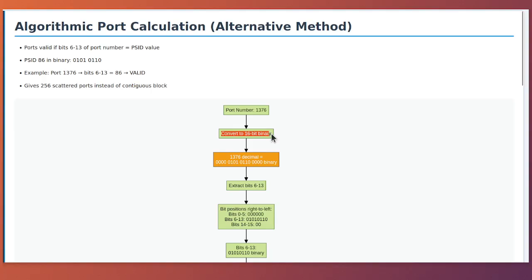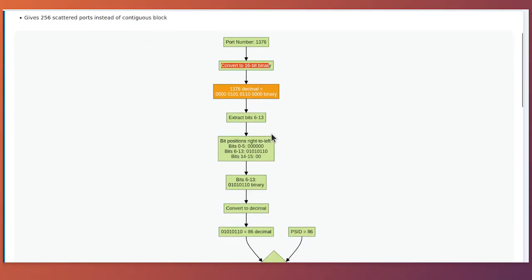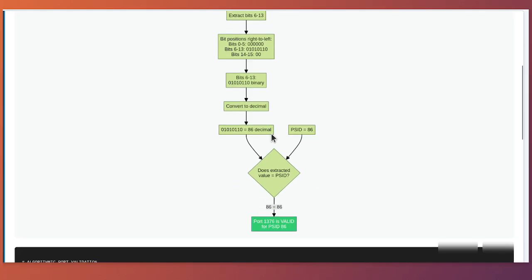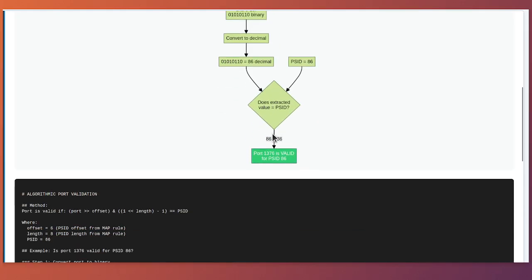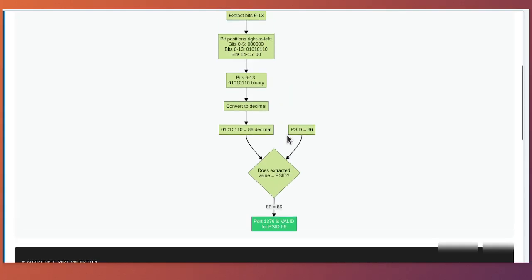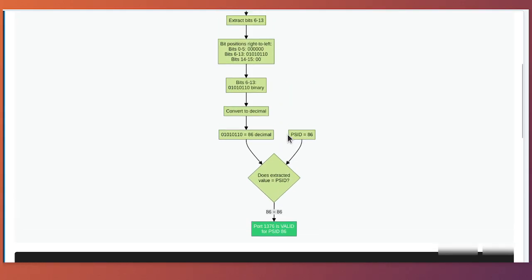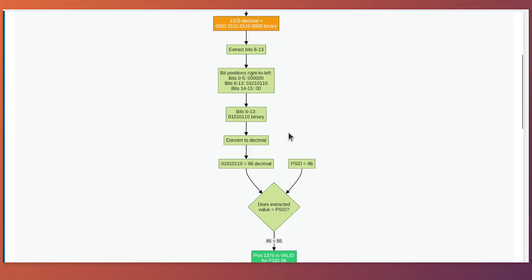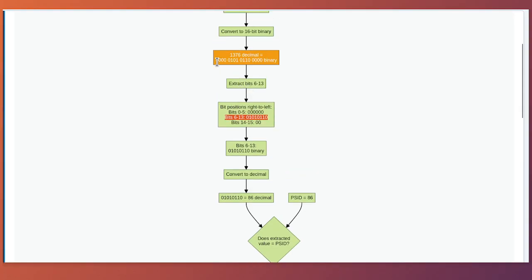and continuing for the number of bits indicated by the length. If these extracted bits equal our PSID value, then that port number is valid for us. With an offset of 6 and length of 8, we extract bits 6 through 13 from each port number. Remember that bit 0 is the rightmost or least significant bit of the port number.